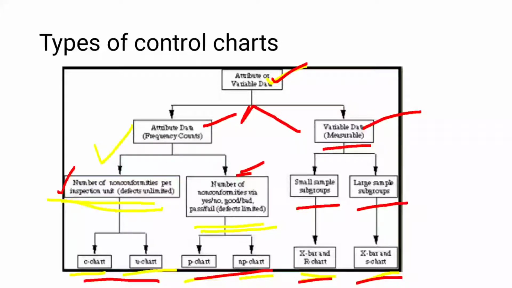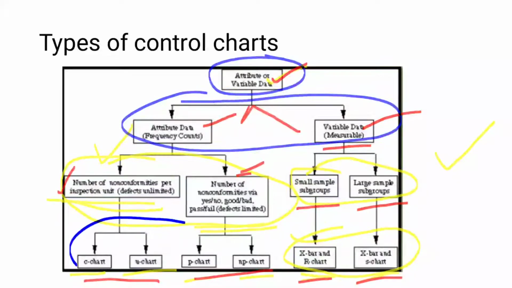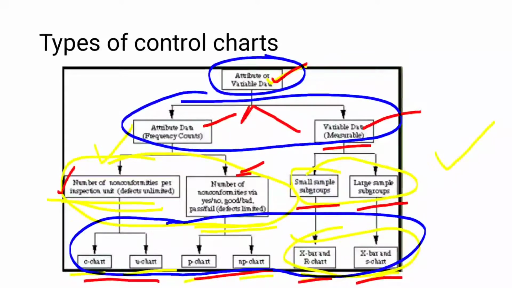Just remember this. For the types of control chart, you can easily draw this diagram. If you neglect this and directly draw this, it is also okay, because this much information is not provided in your textbook. You can directly draw this. So these were the types of control charts which we have studied. Now let's move to the next topic.